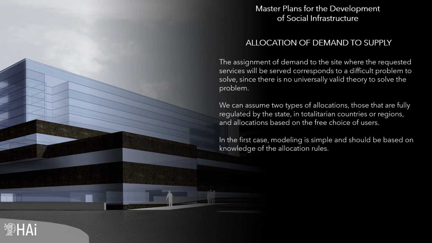The assignment of demand to the site where the requested services will be served corresponds to a difficult problem to solve, since there is no universally valid theory to solve the problem. We can assume two types of allocations: those that are fully regulated by the state, in totalitarian countries or regions, and allocations based on the free choice of users. In the first case, modeling is simple and should be based on knowledge of the allocation rules.